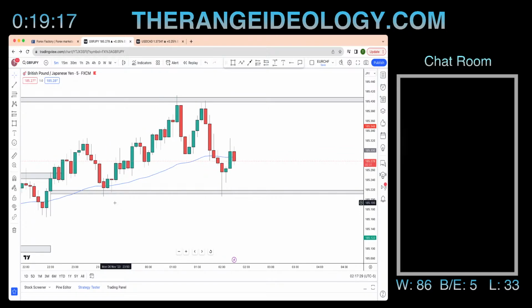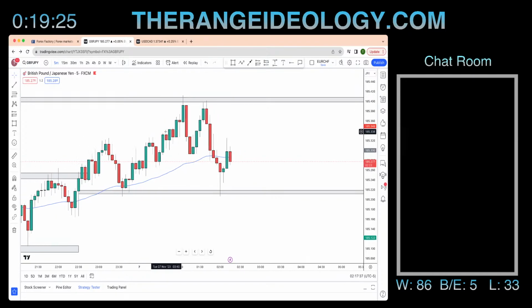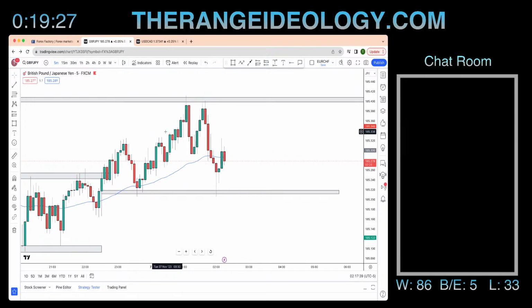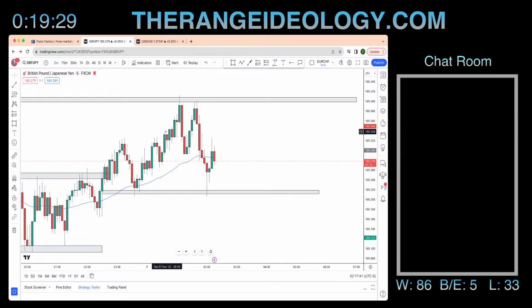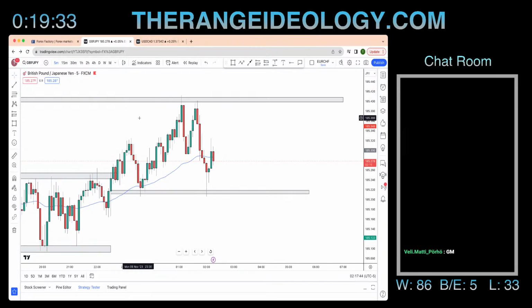Today we have interesting movements from both GJ and USD CAD. I'll look at USD CAD shortly, but I don't see much on USD CAD to be honest. So I don't think that will be a tradable pair for today.